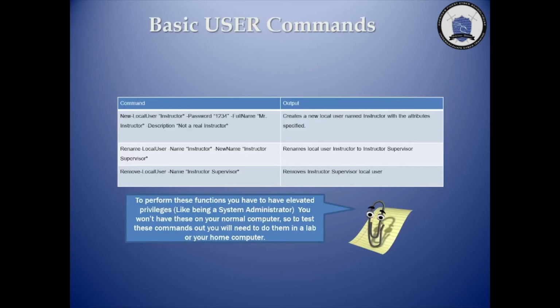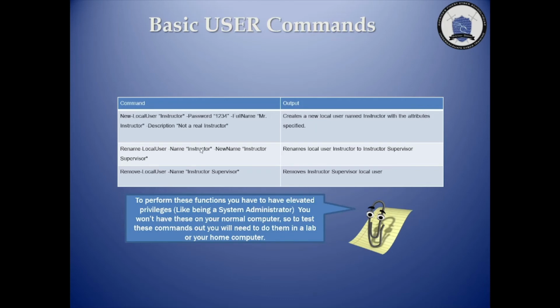All right, so something I'll quickly cover here is some basic user commands. The first one we have is creating a new local user with the name instructor, creating a password for that account, and then putting their full name, Mr. Instructor, and the description being not a real instructor. The output of this would be that it would create a new local user named instructor with the attributes specified.